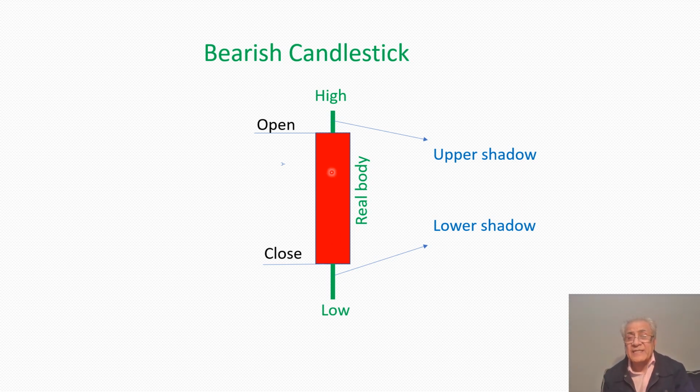So the sellers have lots of power. So the next day when the market opens, there is a big probability that the price goes even lower than $25. So that is a bearish candlestick.